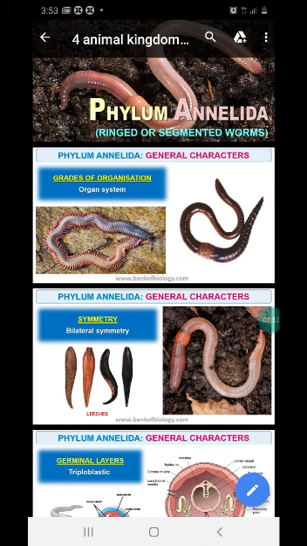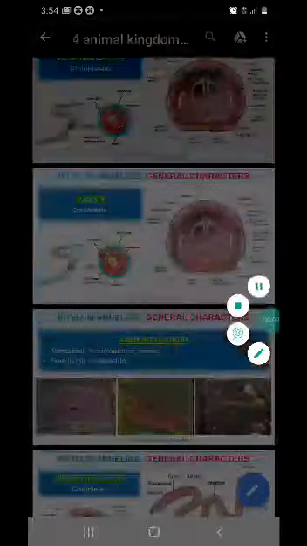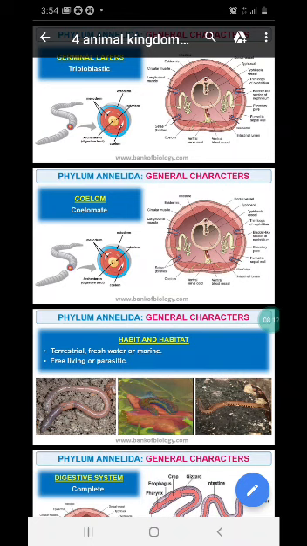Give some examples of this phylum Annelida. Examples are the very common earthworm and leech. These are the ones you know already. Coming to the general characters, they are triploblastic. They are coelomate organisms and bilaterally symmetrical also.